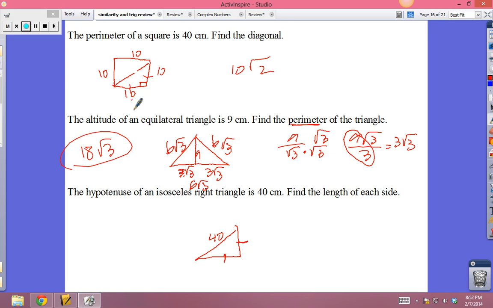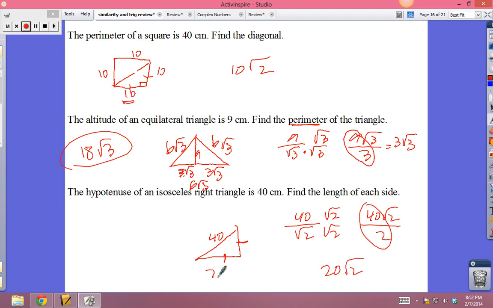And I know I went 10 times square root of 2. So now I'm going to go backwards and I'm going to go 40 divided by square root of 2. So times square root of 2 on the top, times square root of 2 on bottom, 40 square root of 2 over 2. 40 divided by 2, that is 20 square roots of 2. So each side must be 20 square roots of 2.